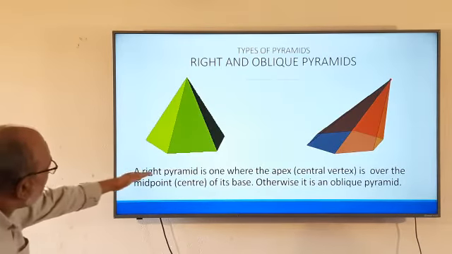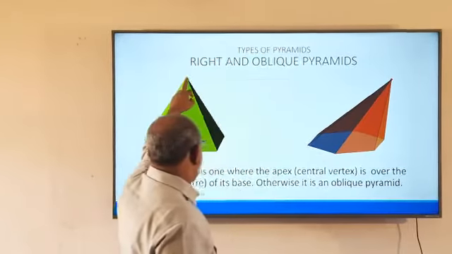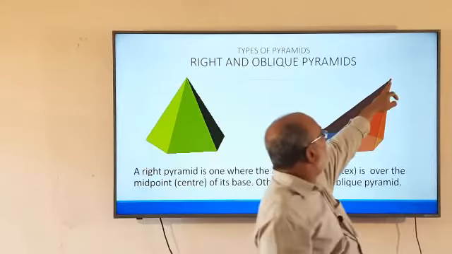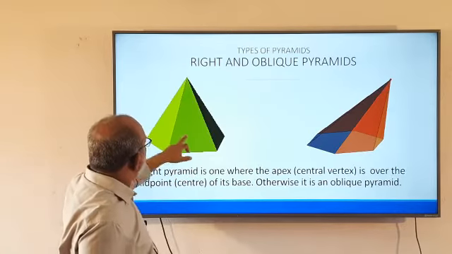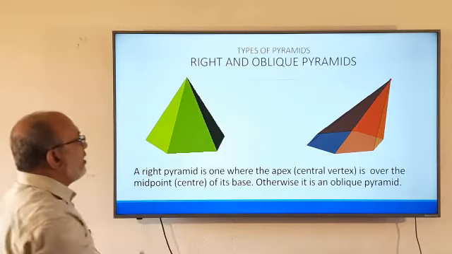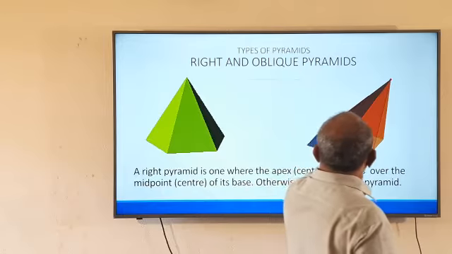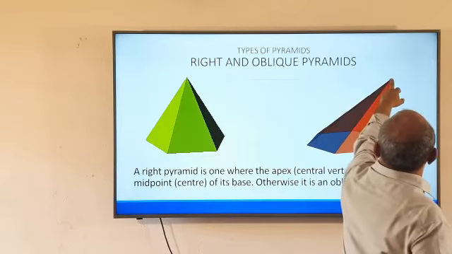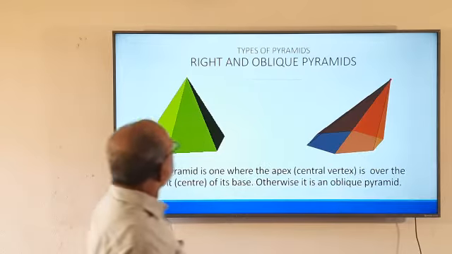A right pyramid is one where the apex, the central vertex, this is the apex, is over the midpoint. In the center there is a midpoint. If the apex and the midpoint are on the same straight perpendicular line, then we can call it a right pyramid. Here the center will be here, but the perpendicular line comes here only. So this is oblique, right?